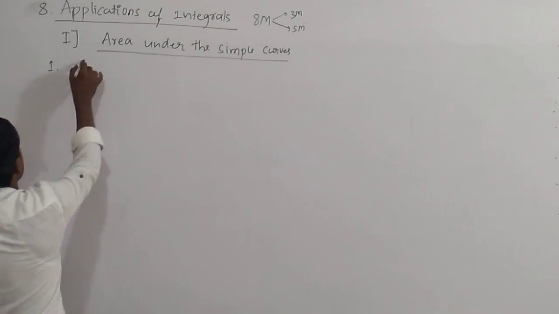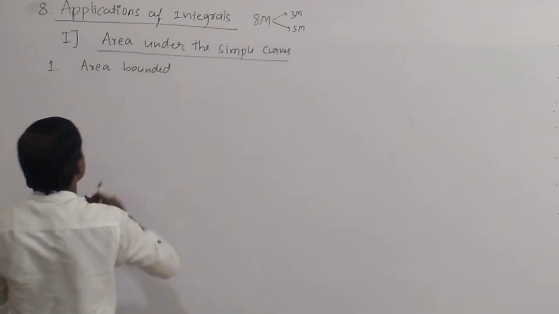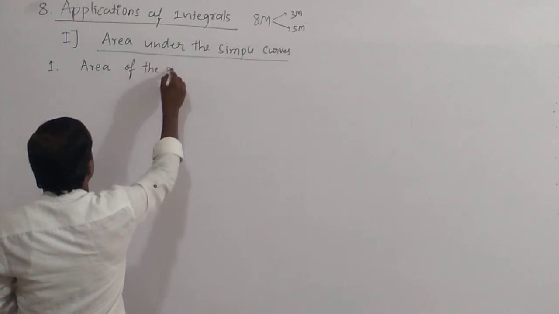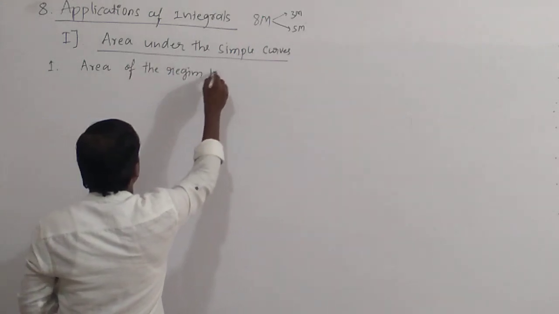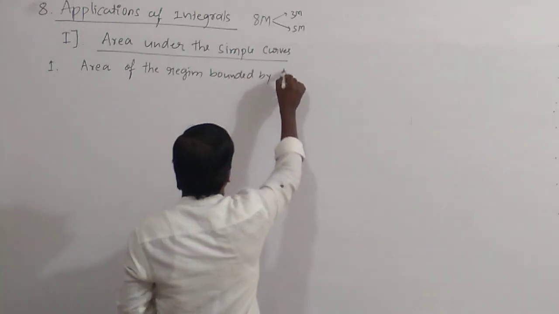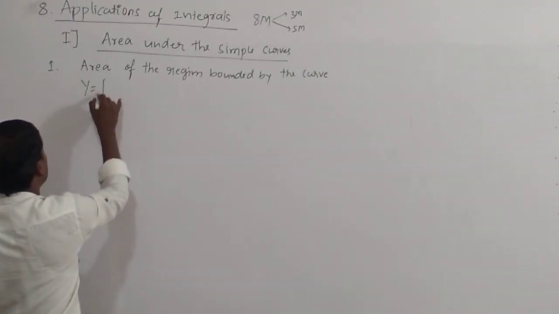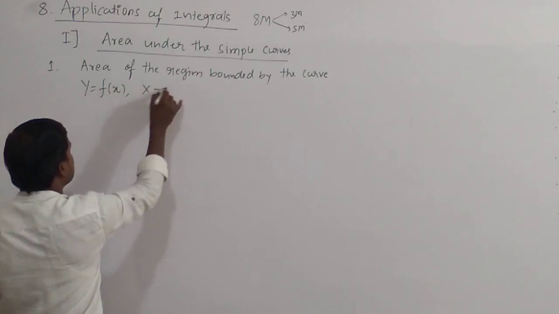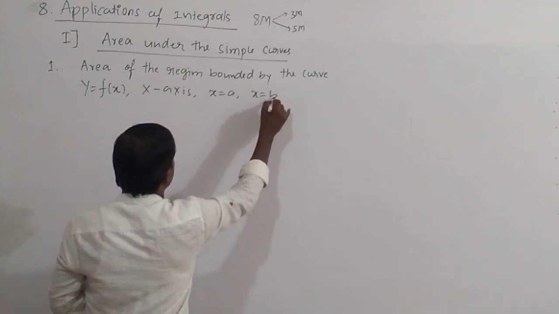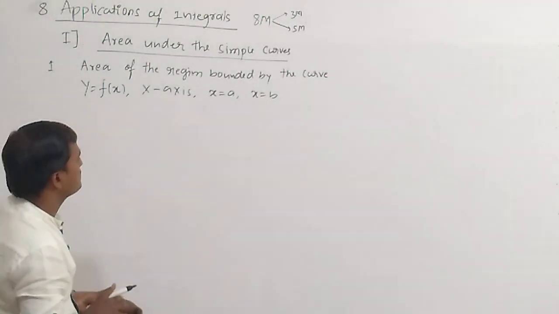The first one is the area of the region bounded by the curve y equal to f of x, with the x axis, with the lines x equal to a and x equal to b. Then how do we have to find the area of such a curve?